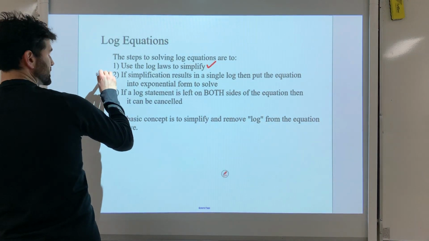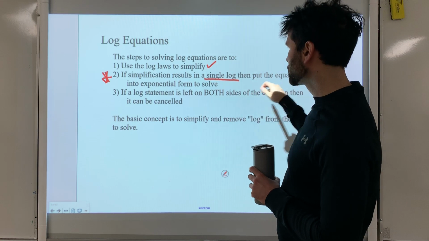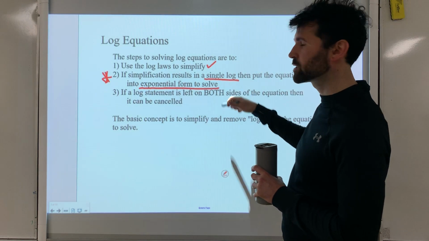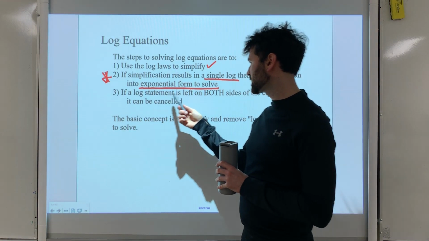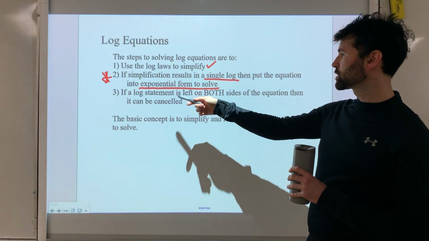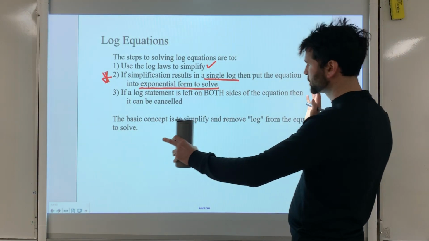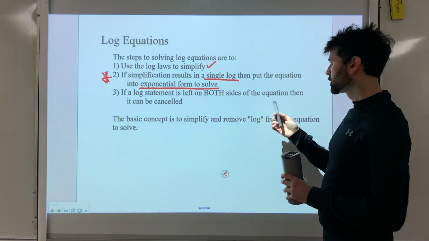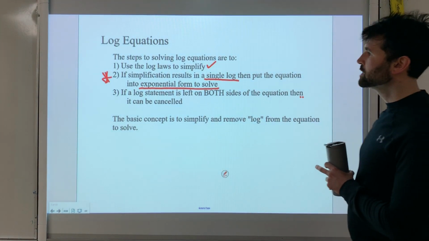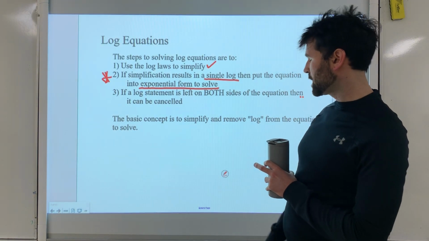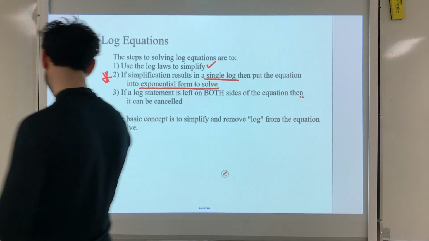If you get just a single log, once you do your simplification, then you're going to use exponential form to solve that equation. We'll see lots of examples of that. If you have logs on both sides after simplifying, you're going to be canceling the logs and then you'll be solving the arguments. We'll see ones like this. But basic concept: simplify, remove the log from the equation and solve it is the basic idea.